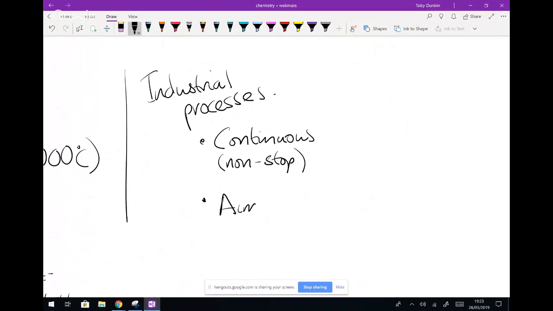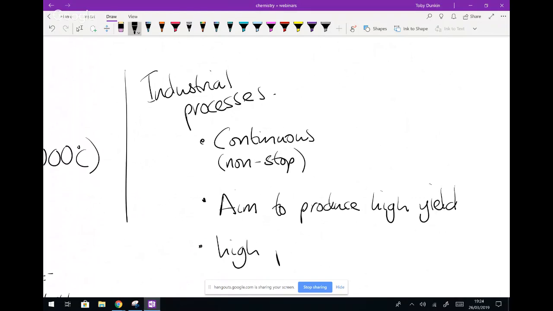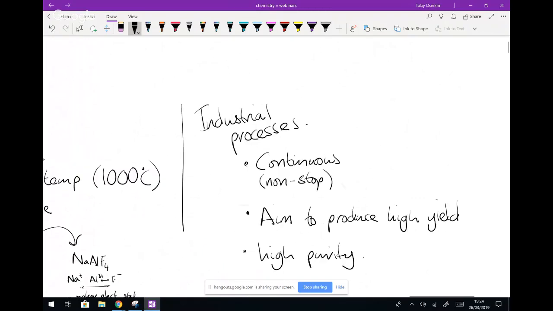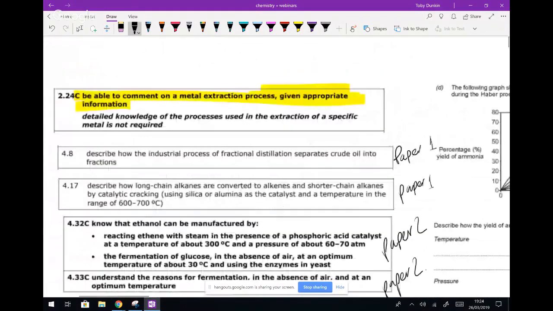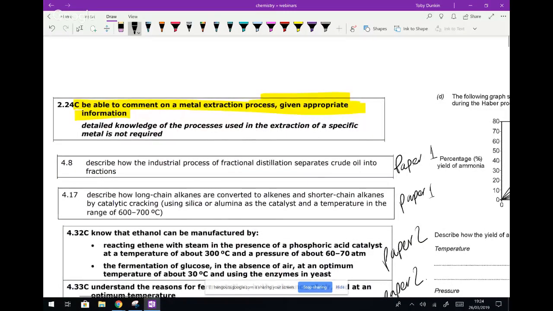Aim to produce high yield. And purity needs to be mentioned, and high purity. This again links me back to the metal extraction and Edexcel's horrible point of, you do not need to know this, but given the information, can you discuss it?